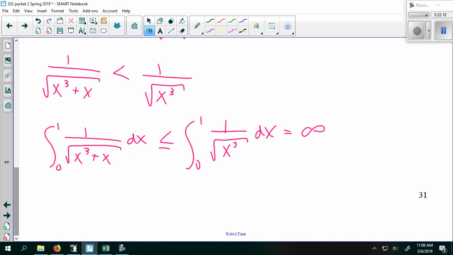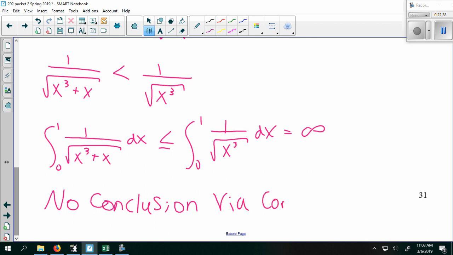Nothing. You can have an integral that's smaller than infinity that's still infinite, or you could have one that's finite. You can conclude nothing. No conclusion via the comparison test. It does not help us. To conclude divergence, you have to be larger than something infinite. To conclude convergence, you have to be smaller than something finite. Being smaller than something infinite tells you nothing.